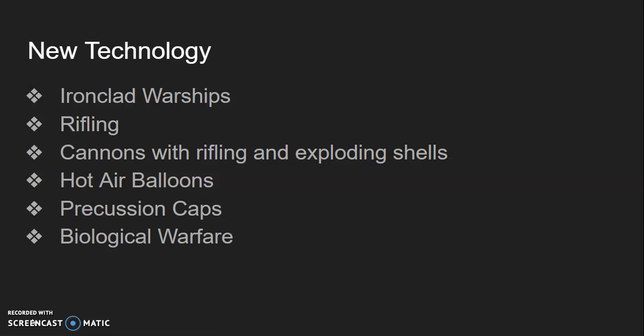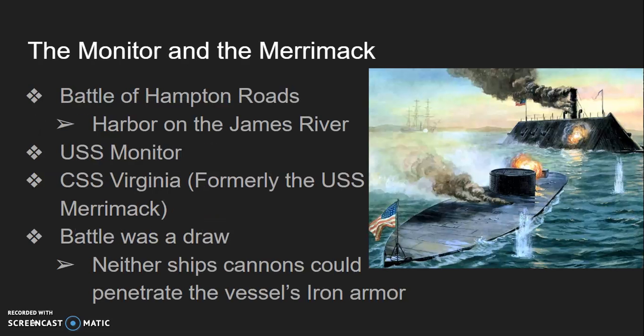And the Civil War saw the birth of new forms of technology. These included ironclad warships, rifling, cannons with rifling and exploding shells, hot air balloons, percussion caps, and even biological warfare. So let's talk about the Monitor and the Merrimack. This is called the Battle of Hampton Roads, and it occurred in a river in Virginia.